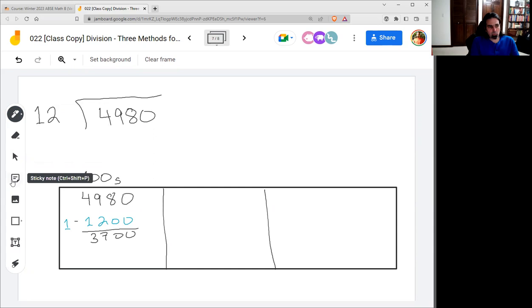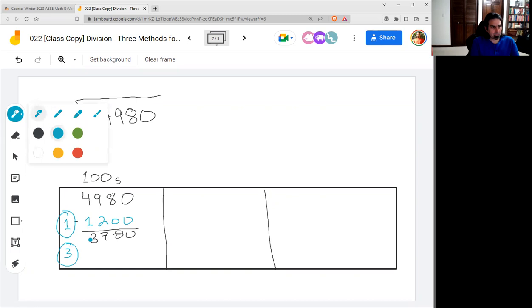Nope, I still have more room. So let's do another 3. So 12 times 3 is 36. And these are hundreds. And I subtract again. And I have 180. And I can't fit 12 times 100 anymore, so I'm done with that. So let's move it to the next thing.